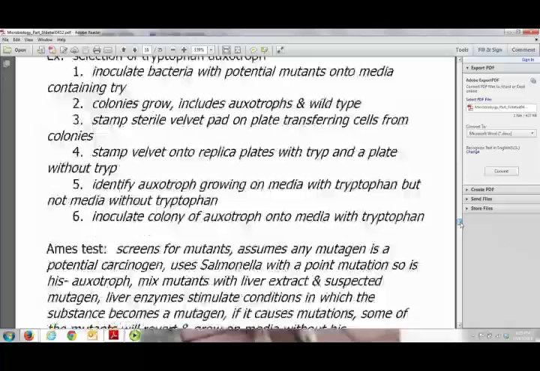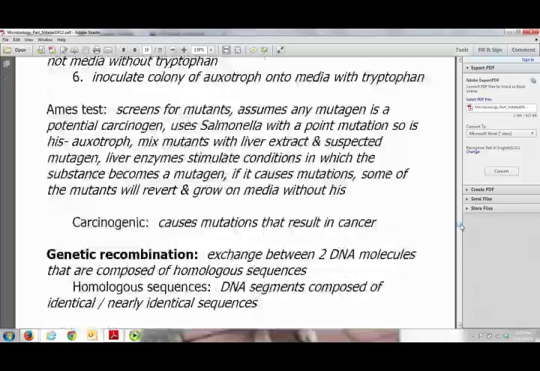The Ames test is used to screen for mutants. It assumes that any mutagen is also a potential carcinogen. It uses Salmonella for this test with a point mutation. So it is a His-negative auxotroph.